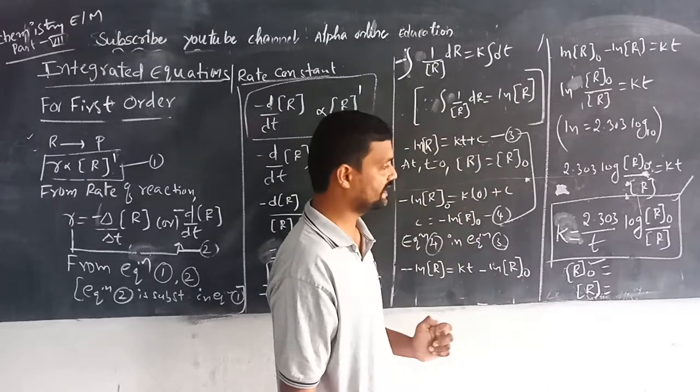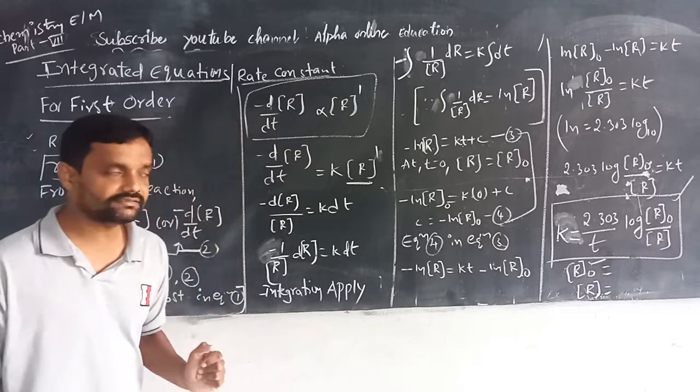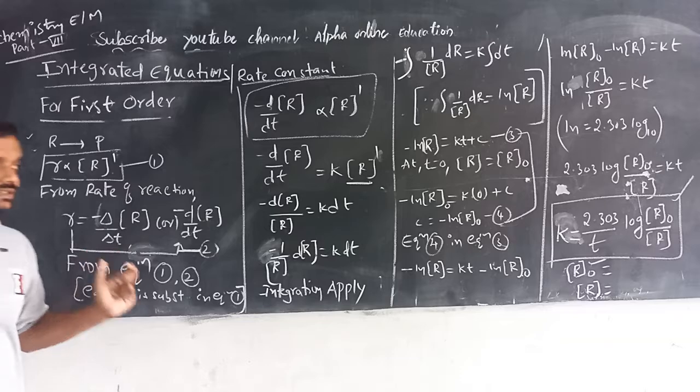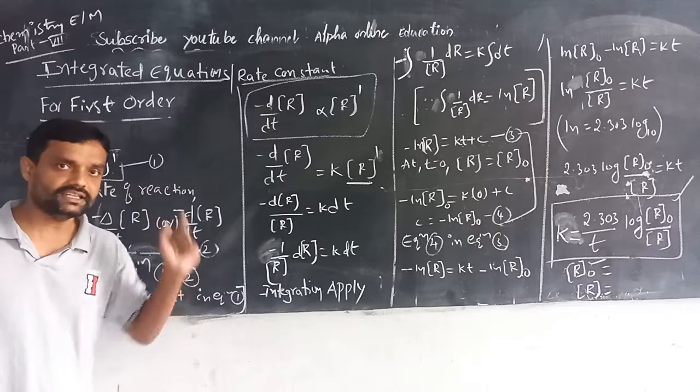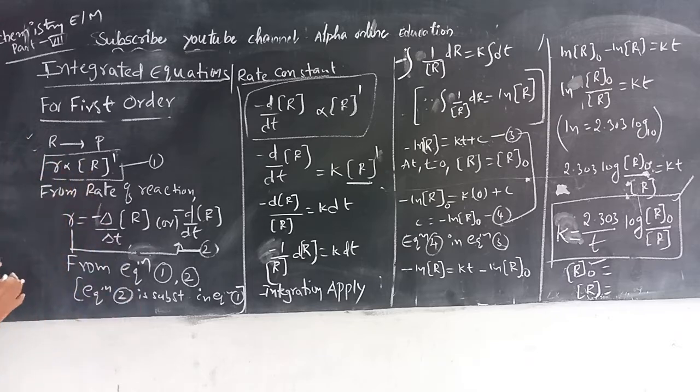So this is the rate constant equation or integrated equation for first order. The same operation can be done here as for the zero order equation. For the first order equation, reactant is converted to product. So here we should write the rate equation or rate law, and the rate of reaction.